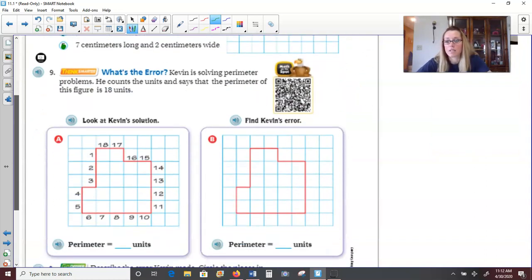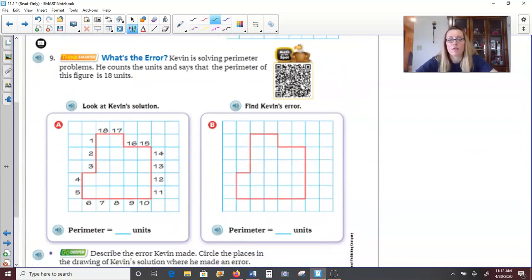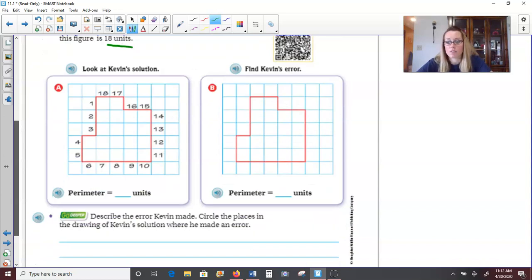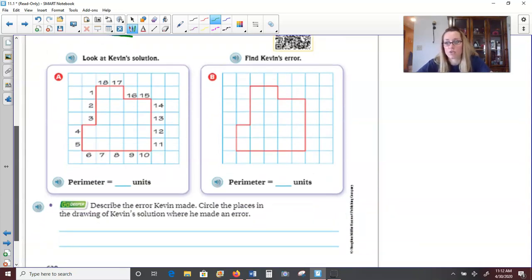All right, down to number 9. What's the error? Kevin is solving perimeter problems. He counts the units and says the perimeter of this figure is 18 units. Okay, well, he made a mistake, and we need to figure out where he made that mistake. So it looks like he started counting over here on the left side. So I'm going to count with him. 1, 2, 3. And then he goes over here. 4, 5, 6, 7, 8, 9, 10, 11, 12, 13, 14, 15, 16. And then he jumps up here, 17, 18.